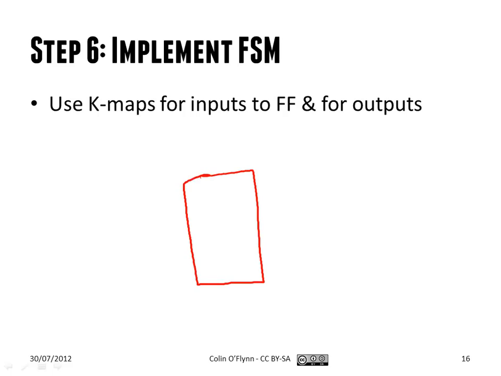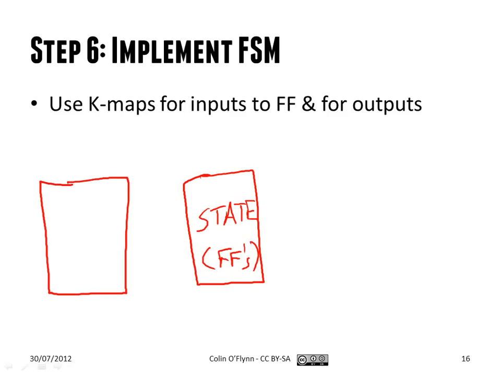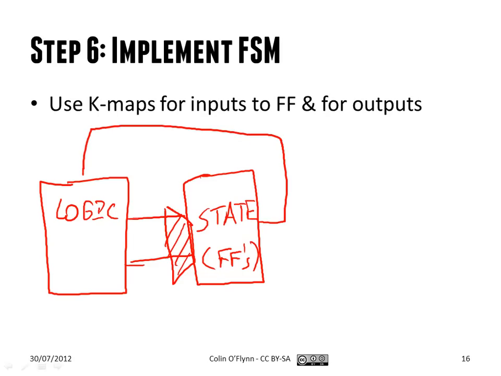So if we have the state, and this is the flip-flops, we have some sort of logic. This is just combinational logic, that is to say AND gates, OR gates, NOR gates, and stuff like that. And the logic tells the flip-flops what the next state should be. So that goes there. The output state is fed back to this logic. And the logic also receives any inputs to the system.